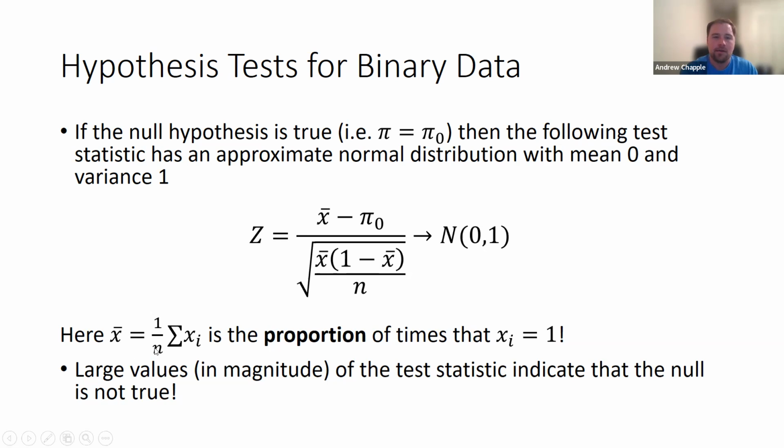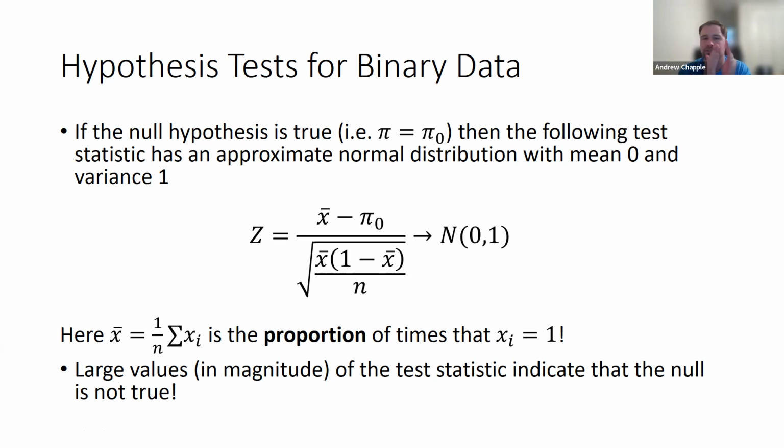So here, x bar, which is just this sample average, is just the proportion of times that Xi equals 1. Large values in magnitude, so values of z, absolute value, that are big, so large negative values or large positive values, are evidence against the null being true.